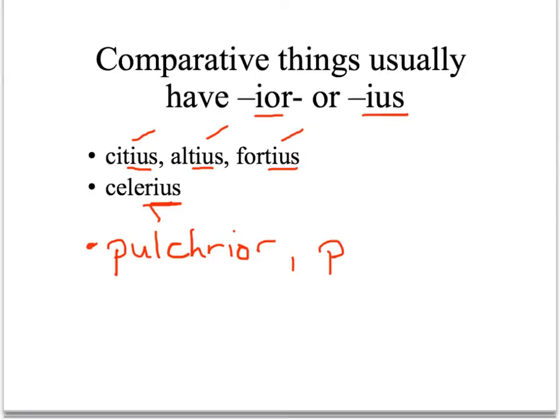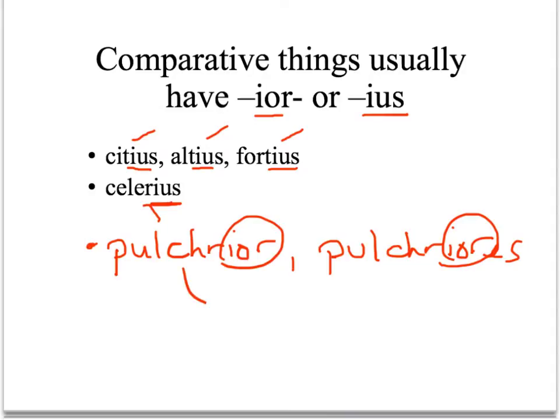or pulchriores. Notice it has the ior in it, so this means more beautiful for one woman or more beautiful for multiple women. But you're going to recognize them because they have ior or ius for the comparative.